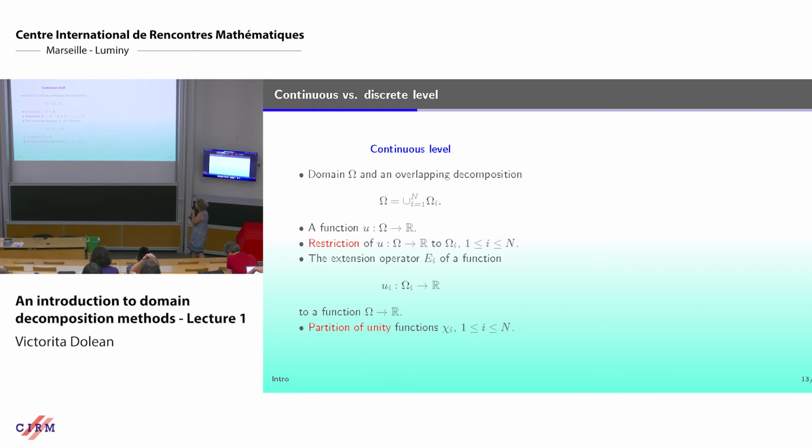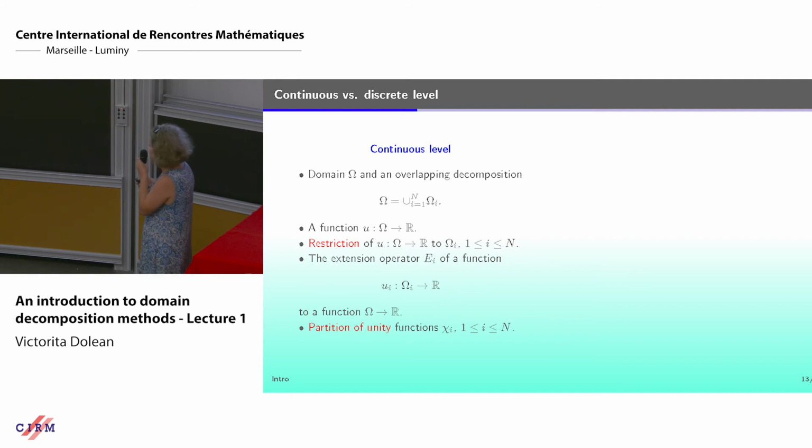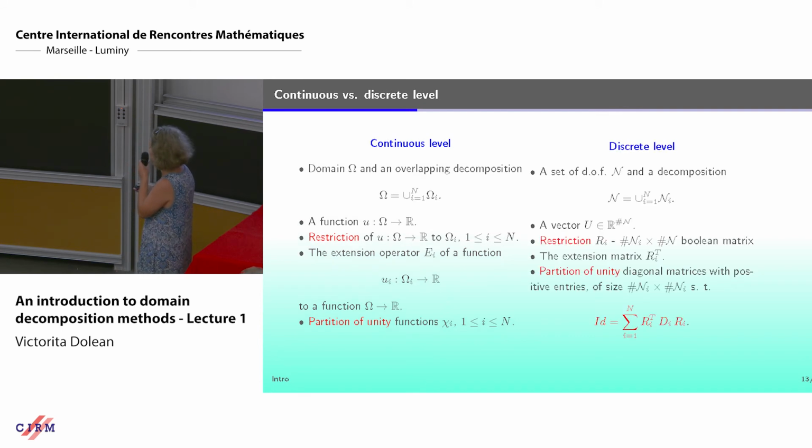Okay, so now I have the domain, which is the union of the subdomains which are overlapping, right? I have my function u, which is the solution of the global problem. I have the restriction of u, which is simply the restriction of u to the local domain. And I have the extension operator. The extension is simply extension by 0 of the local function to the global domain. And I have my partition of unity function. So these are the objects at the continuous level.